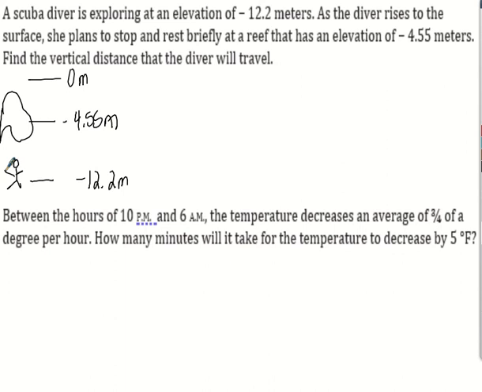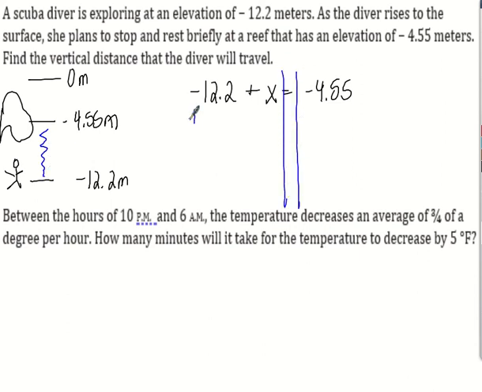So our equation is going to be where the diver is and where the diver needs to get to, the reef. Okay, so again, we're going to write the equation. X is going to be the vertical distance between the elevation of the diver and the elevation of the reef, which, let's just change this color. It's kind of like right here, right? So then we just solve this. We're going to balance the equation.